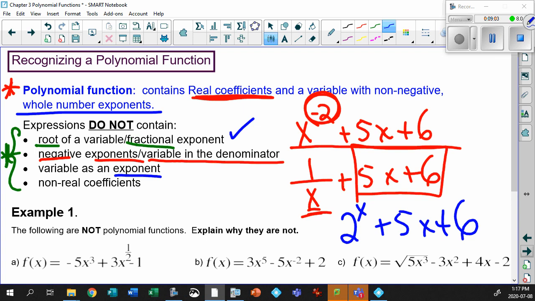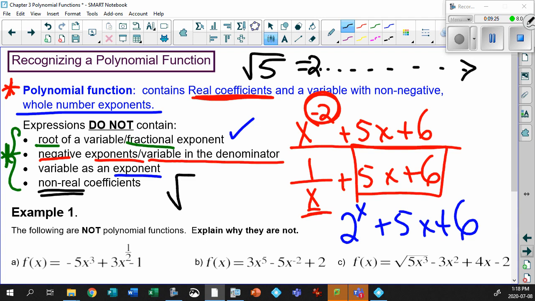And then here's where I was saying, can you have a square root up front? Yes, you can, but they have to be real numbers. For example, the square root of 5 is a real number. Sure, it goes on and on forever, 2 point something, but that's still considered a real number. But what do we mean by non-real numbers? You can't have the square root of -2. That's not a real number. You can't do that. It's impossible.